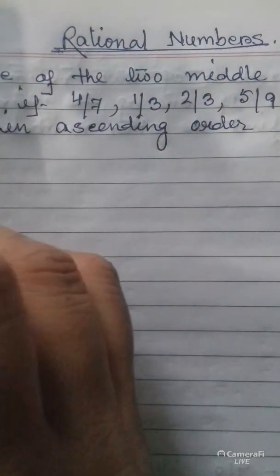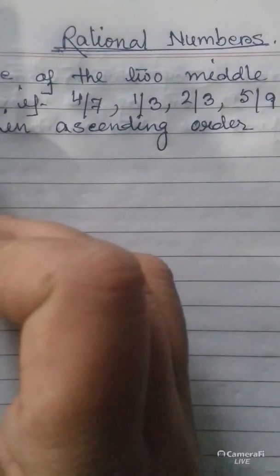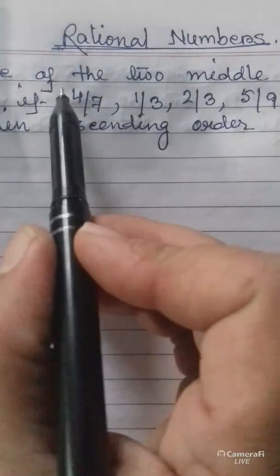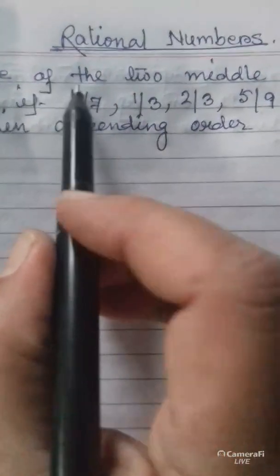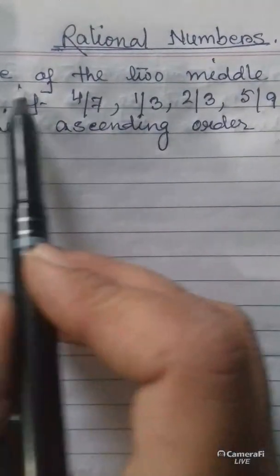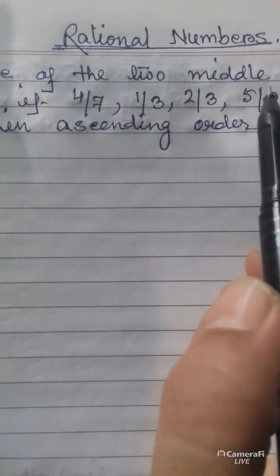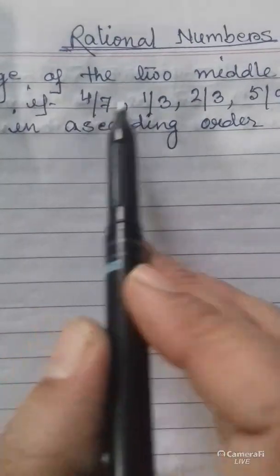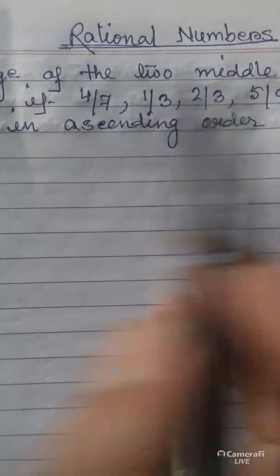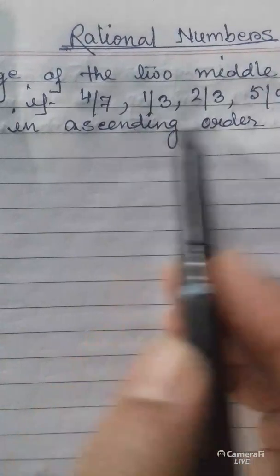Hello students, today in this Olympiad mathematics class, I am going to solve some word problems from the chapter rational numbers. First question: find the average of the two middle rational numbers if 4/7, 1/3, 2/3, 5/9 are arranged in ascending order.